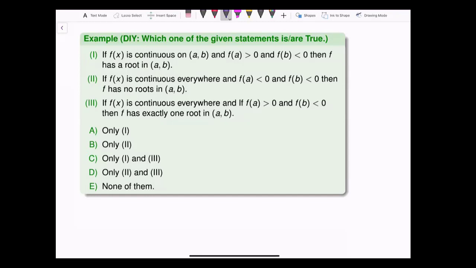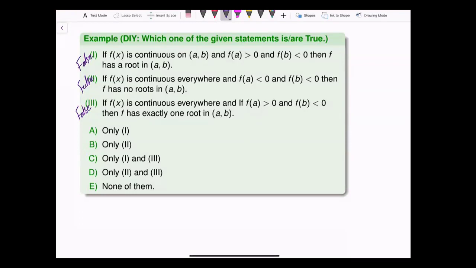Thank you. So, okay, the question says find the true statements. There are 3 statements, 1, 2, 3. My claim is that all 3 are false, and I will give you counterexamples for each one.